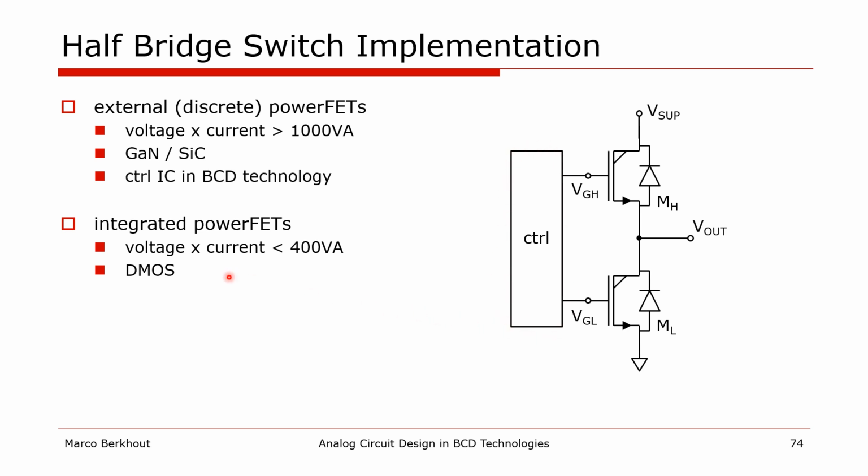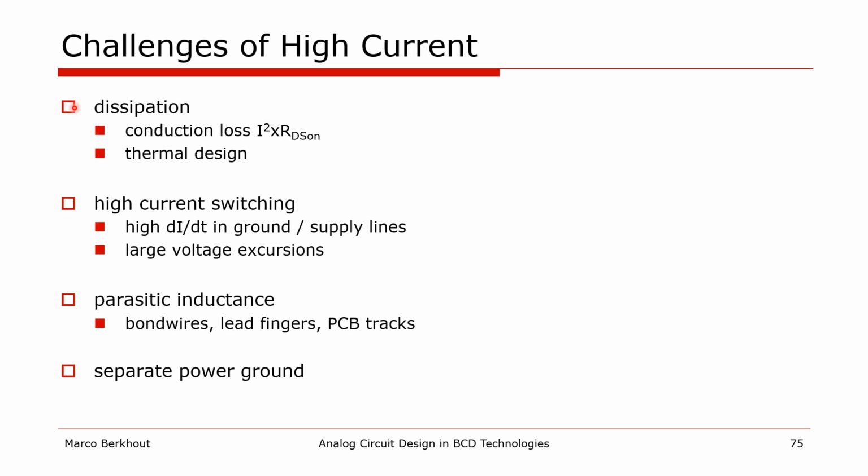When the product of voltage and current is less than about 400 volt amps, it becomes feasible to integrate the power FETs on the same chip as the control circuits, using DMOS, which is the focus in this tutorial. There are some challenges with high on-chip currents. The on resistance of our power FETs is finite, so when they conduct current, this will lead to power dissipation. Dissipation generates heat, and we need to incorporate the thermal behavior in our design to manage the temperature.